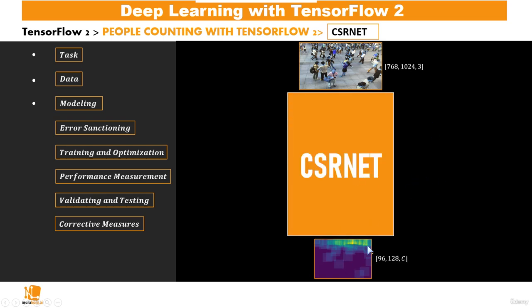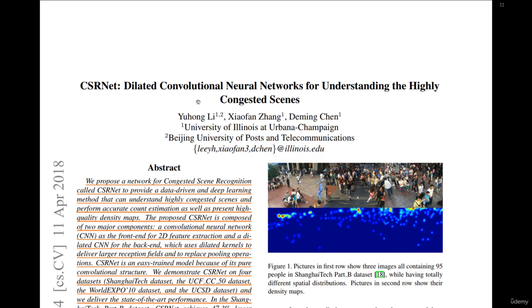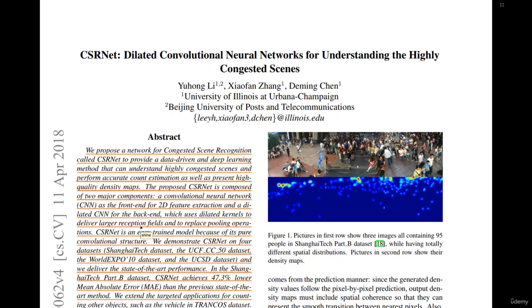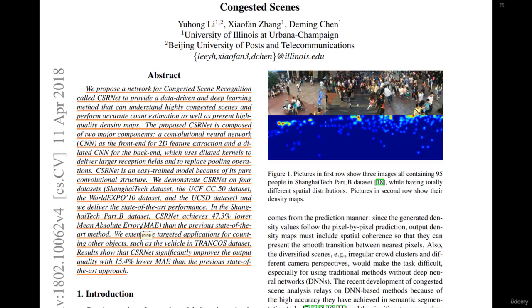This model is based on the paper Dilated Convolutional Neural Networks for Understanding the Highly Congested Scenes by Yuhong Li, Xiaofan Zhang, and Deming Chen. In this paper, they proposed the CSRNet to provide a data-driven and deep learning method that can understand highly congested scenes and perform accurate count estimation as well as present high-quality density maps.